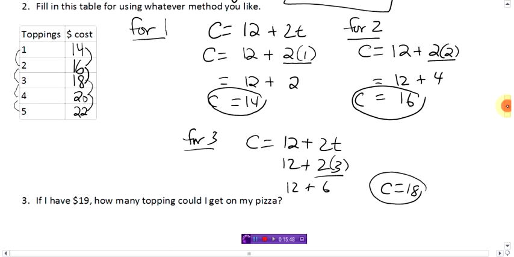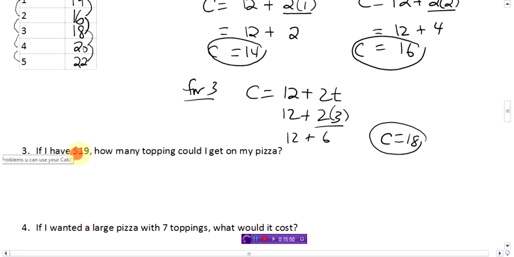Alright, what if we have some specific questions like this? If I've got $19, how many toppings could I get on my pizza? Here's our formula. Cost equals 12 plus 2t. $19, what are we going to sub that in for? Cost or toppings? It's cost. So $19. Fill everything else in. We don't know t. We're looking for t. We're looking for how many toppings.